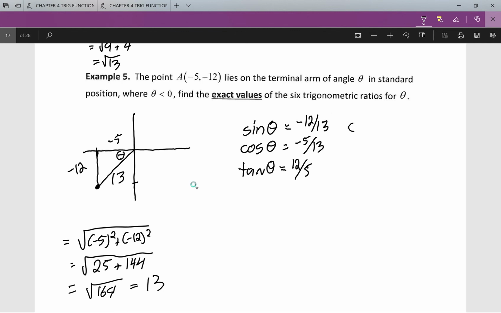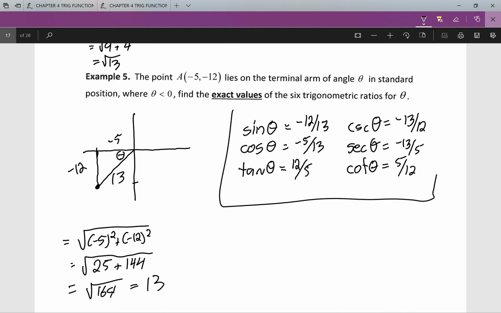From there, I have cosecant theta, and cosecant theta is going to give me negative 13 over 12. Notice how I move the negative sign to the top? You will lose notation marks for not moving that negative sign. Secant theta would give me negative 13 over 5, and cotan theta will give me 5 over 12. Voila!